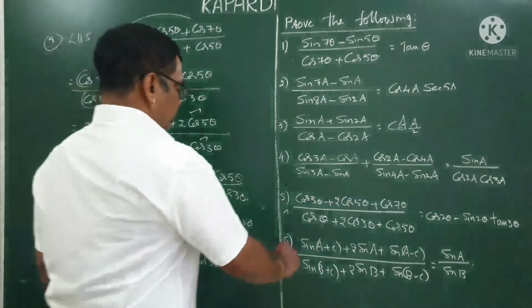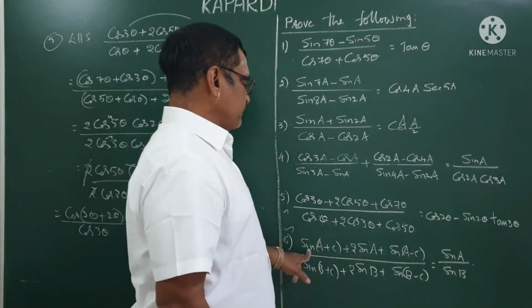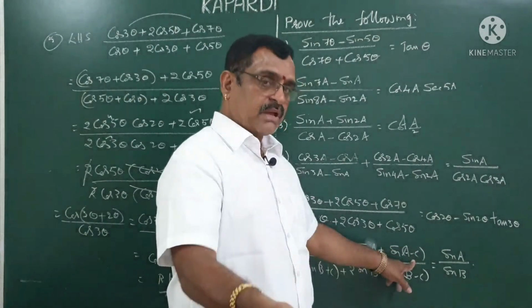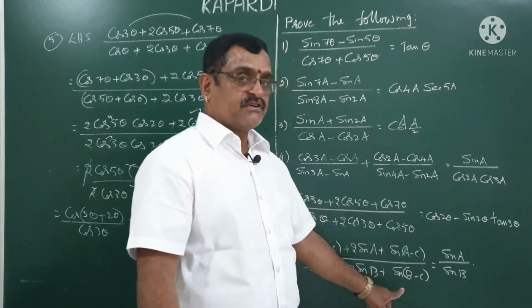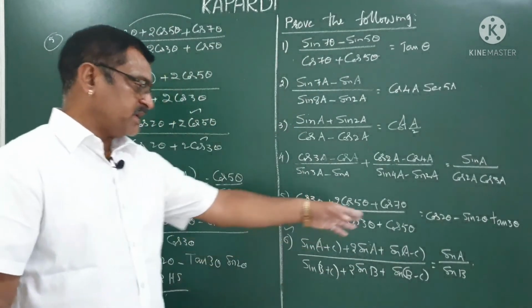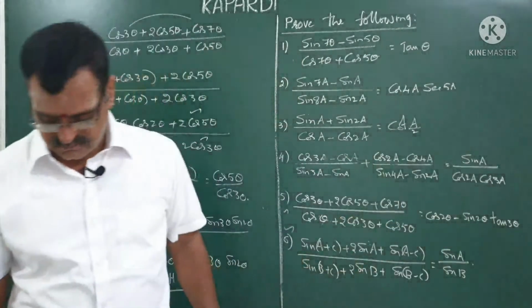You can try sixth one, the same model. Take sin of a plus c, sin of a minus c as one group, apply the formula. Take sin of b plus c, sin of b minus c as one group, apply the formula. Cancel the common factor, you will get right hand side.